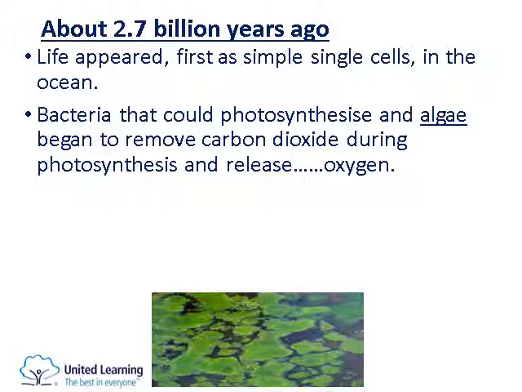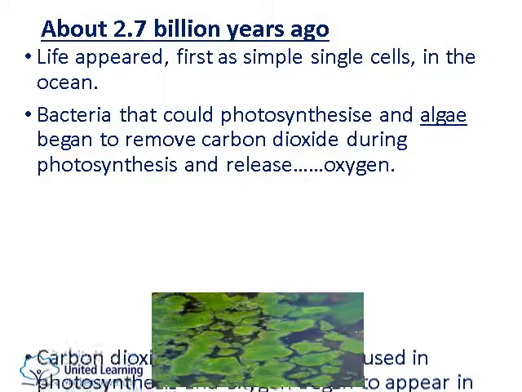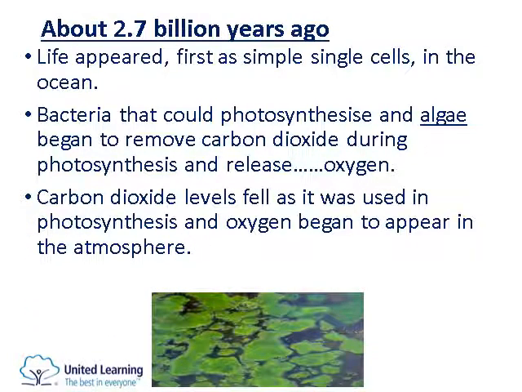So when algae evolved, which is just a very simple plant, it began to remove carbon dioxide from the atmosphere as well. And photosynthesis, as well as taking in carbon dioxide, releases oxygen. And oxygen is really important because oxygen is what allows life effectively, because it allows respiration. So carbon dioxide levels fell. It was used for photosynthesis, and we've got lots of oxygen in the atmosphere now.